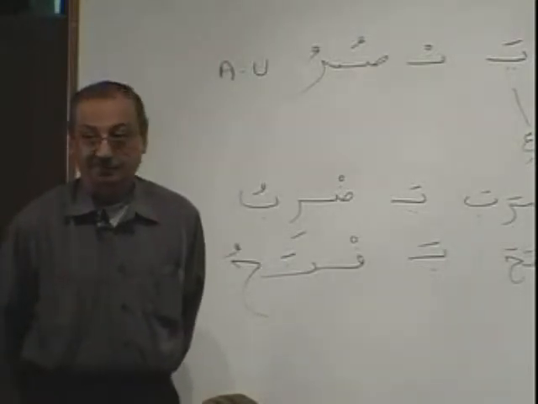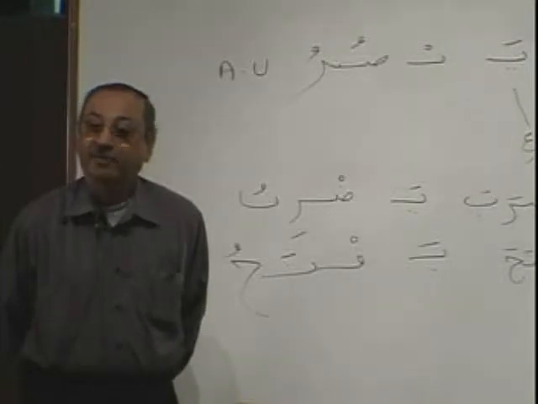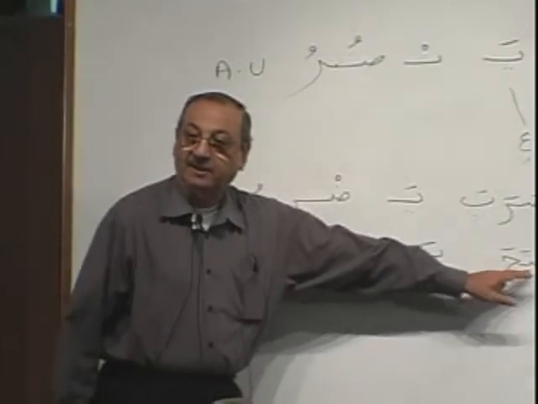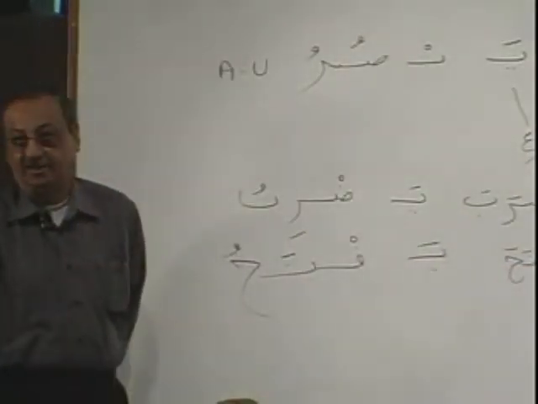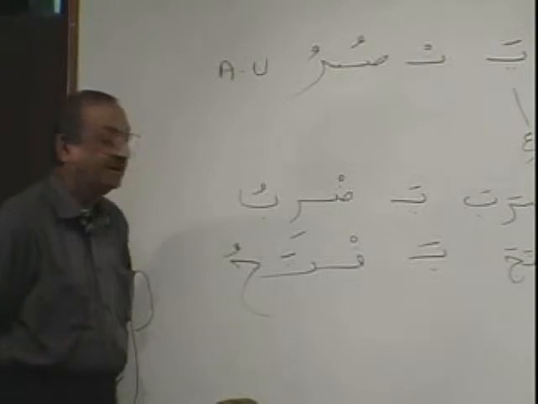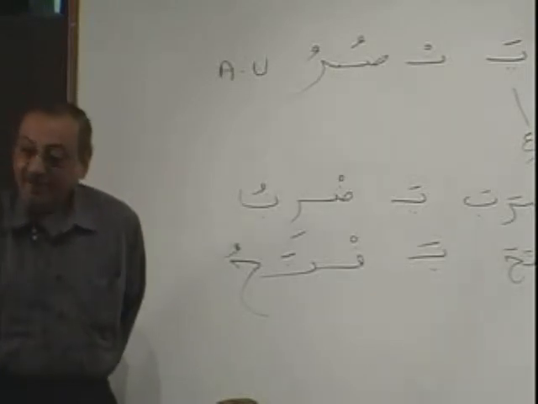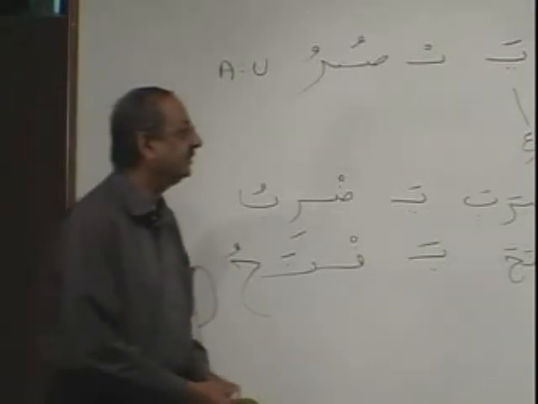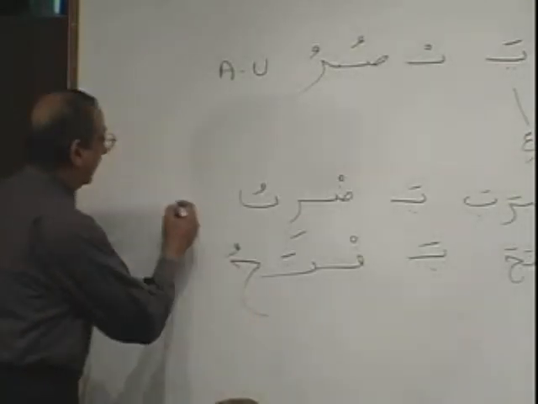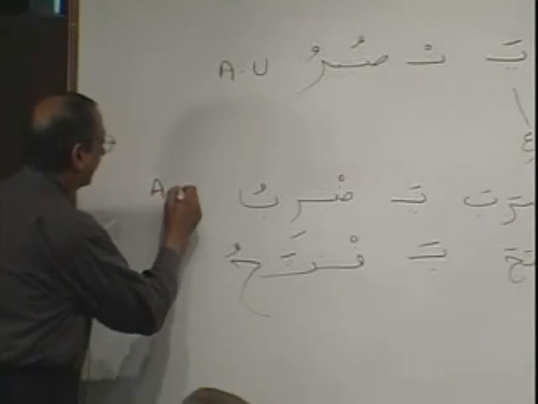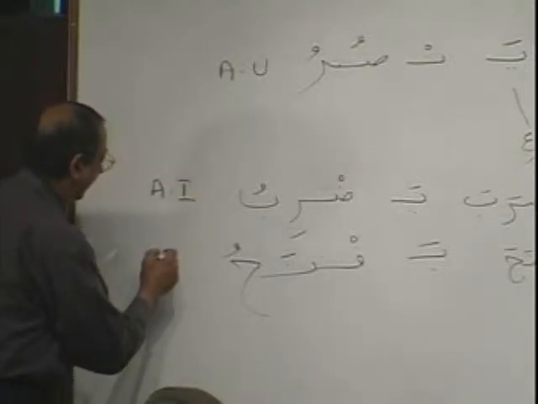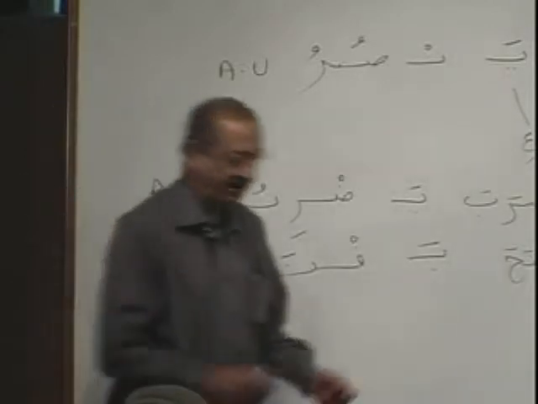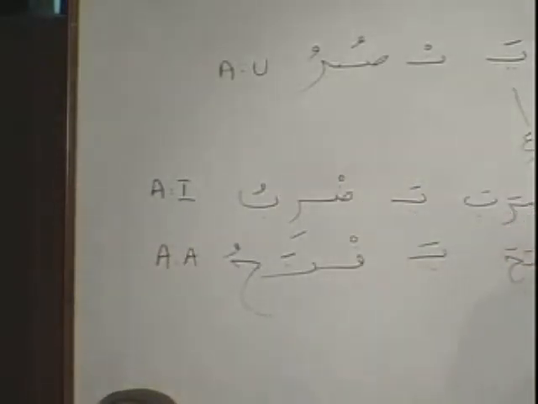What is the third column? Bab Fataha. Anything which has a Ain Kalima Fata and remains Fata is called Bab Fataha. Here this will be A into I, and here will be A. Got the idea? There's a nice little poetry.